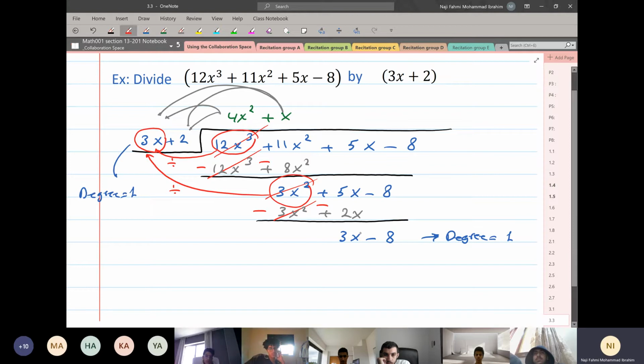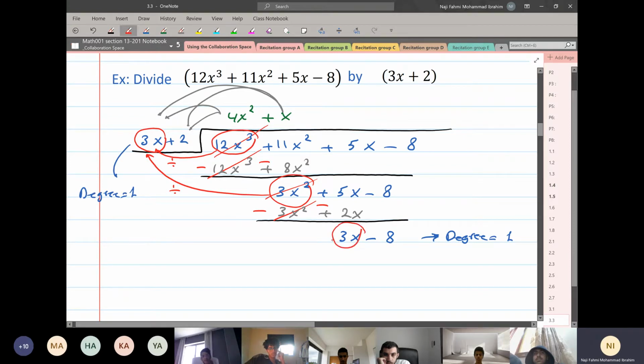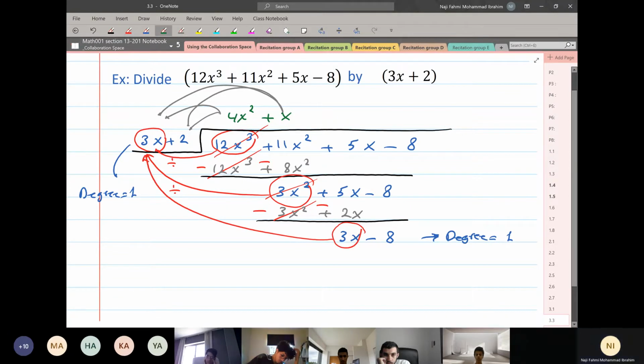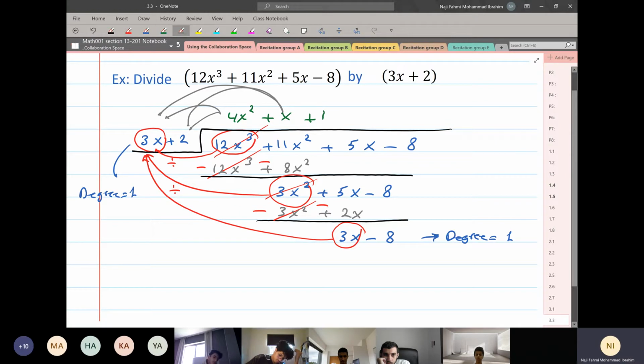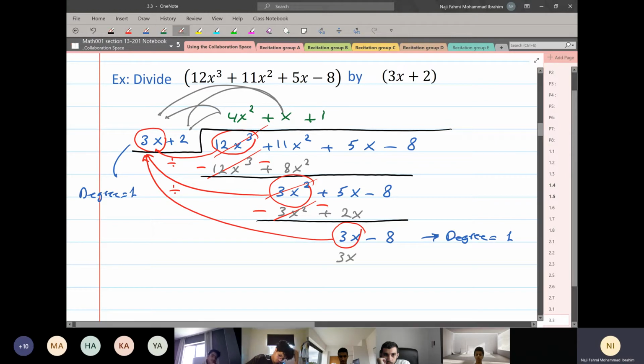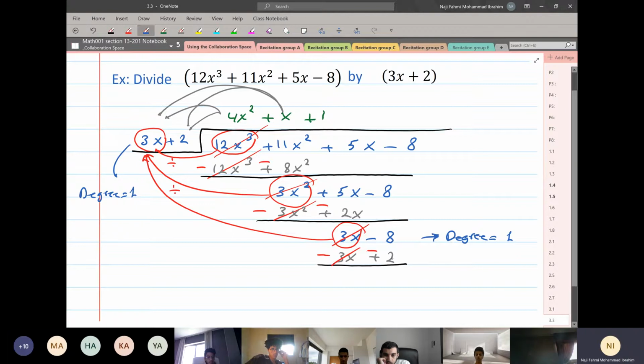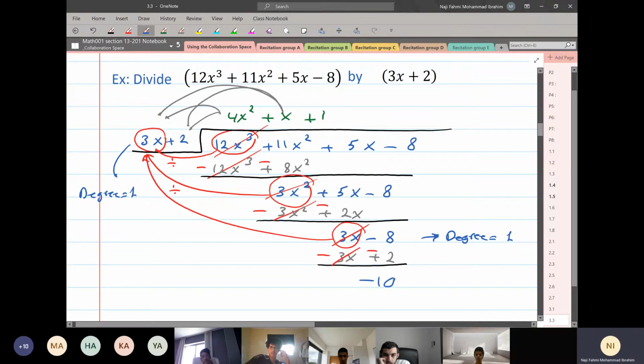When do I stop? If the degree of the remainder is less than the degree of the divisor. So let's divide these now. How much is 3x divided by 3x? I think it's 1. Multiply now. 1 times 3x is 3x, and 1 times 2 is 2. Our last step here is to change the signs. 3x minus 3x, they cancel. And negative 8 minus 2 is negative 10.